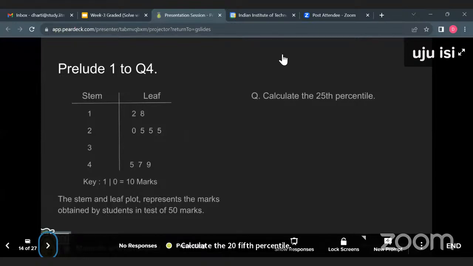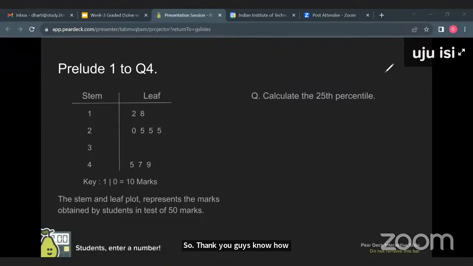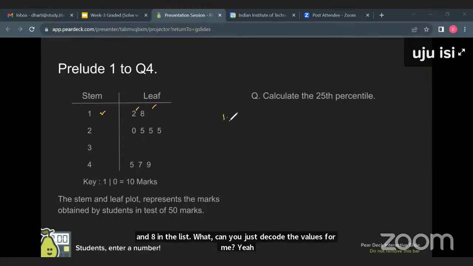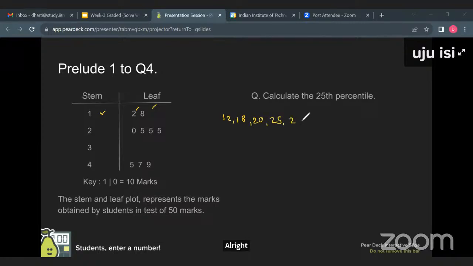You guys know what a stem leaf plot represents and how to get the values from it. If 1 is the stem and 2 and 8 are in the leaf, can you decode the values for me? 12, 18, 20, 25, then 45, 47, 49. Yes, very good. This is my data set.